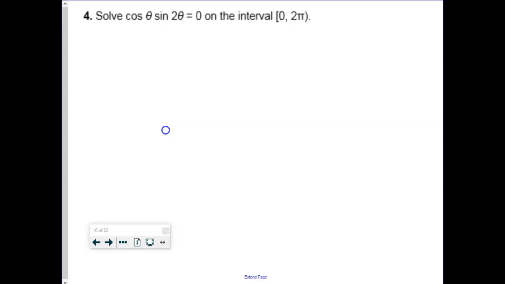Let's all do this one together. So with fresh eyes here, we have cosine theta times sine 2 theta equals 0. And I want all your solutions between 0 and 2 pi. There would be absolutely nothing wrong with a kid saying, hey, I'm going to factor this.